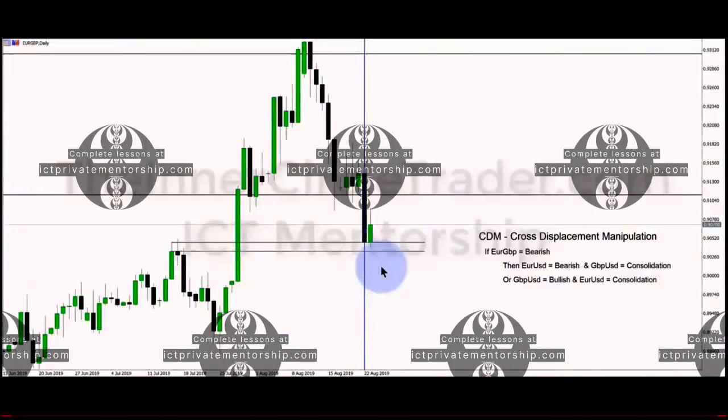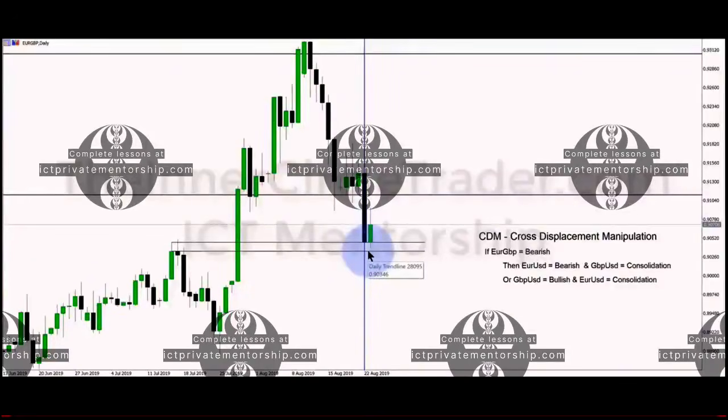Now, if I'm bearish on euro pound, that means that the euro dollar is going to be bearish and pound dollar is going to go into a consolidation. Or pound dollar is bullish and euro dollar is held in consolidation. That's the premise. That's what you're looking for based on what I said on Wednesday relative to this pair wanting to go down to this level here, which it indeed did.